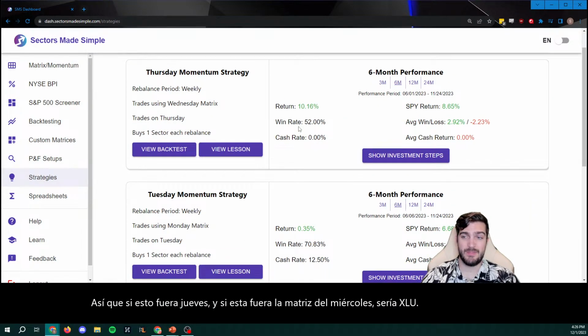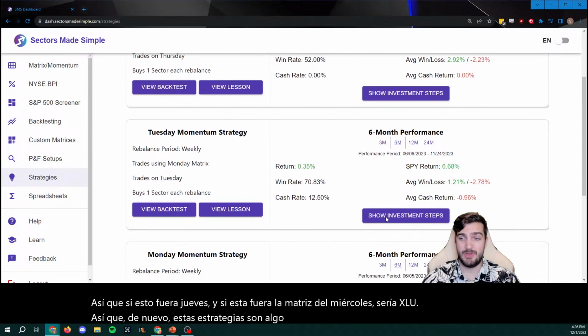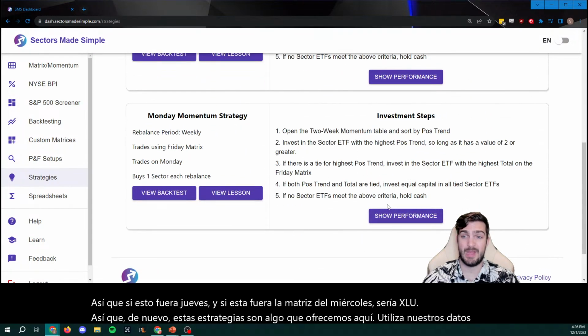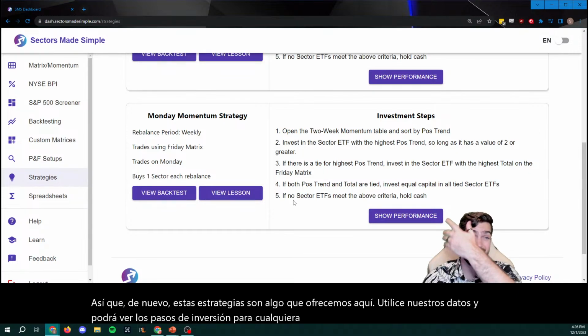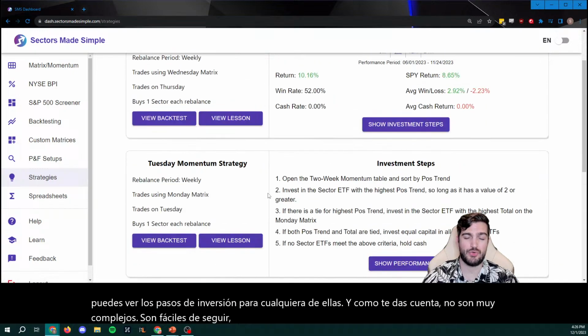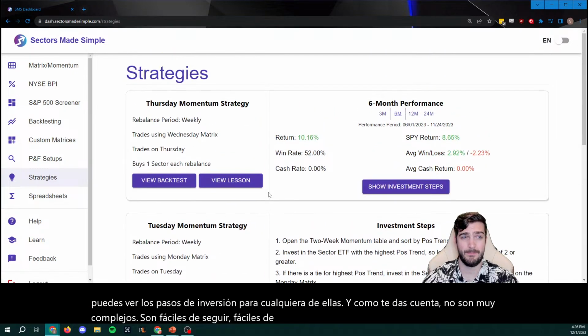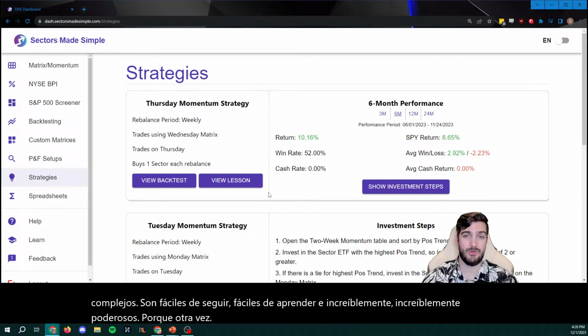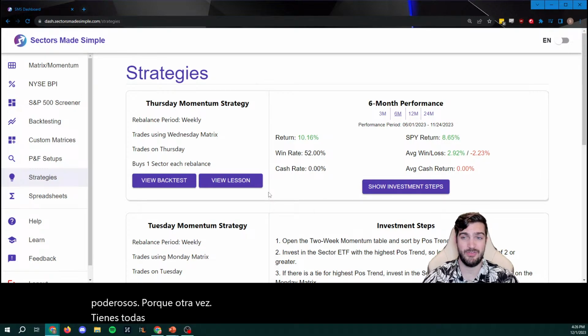So again, these strategies are something that we offer here. Use our data, and you can see the investment steps for any of them. And as you notice, they're not crazy complex. They are simple to follow, easy to learn, and incredibly, incredibly powerful. Because again, you have all of the tools available to test these strategies and see their results yourself.